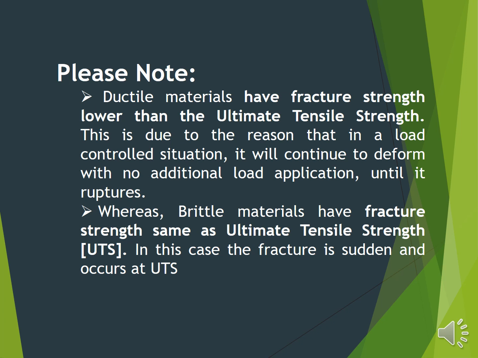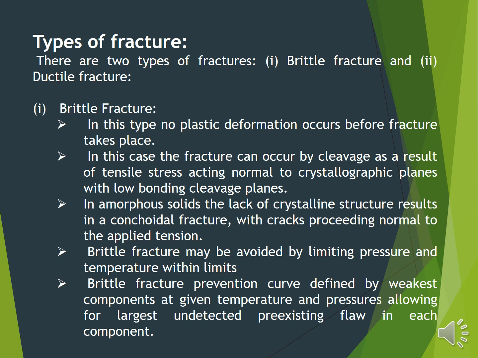Whereas brittle materials have fracture strength the same as the ultimate tensile strength. In this case the fracture is sudden. Now there are two kinds of fracture: one is brittle fracture and the other is ductile fracture. What is brittle fracture? In this type, no plastic deformation occurs before fracture takes place. That means you cannot know it beforehand, it suddenly fails, with no sign of plastic deformation.